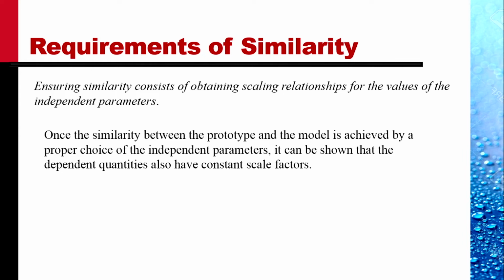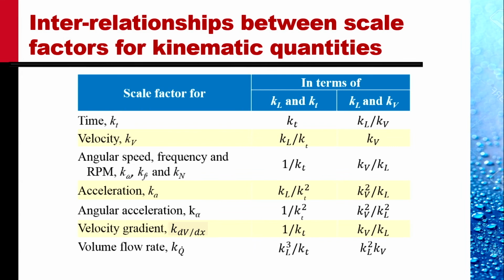Once the similarity between the prototype and model is achieved by the proper choice of the independent uniquity parameters, it can be shown that the dependent quantities would also have constant scale factors. This leads us to prediction rules. If we do similar exercises as we did for the velocity, we would determine this collection of the scale factors of the various kinematic quantities.